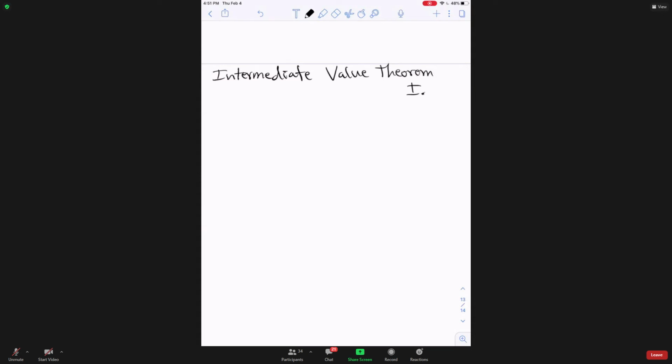Or short IVT. So intermediate value theorem is an important theorem for you to know leaving this class, especially if you're a math major, they're going to ask you intermediate value theorem. You're going to prove it probably in upper division math, not in this class.